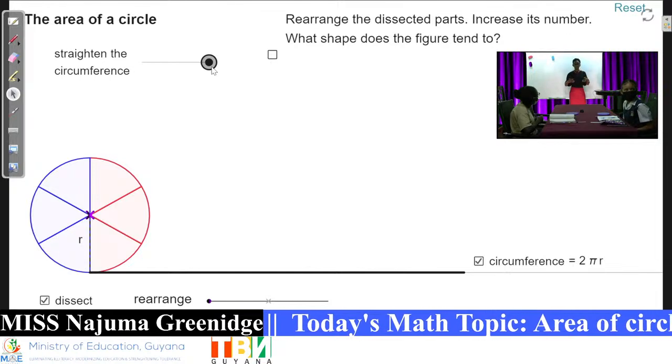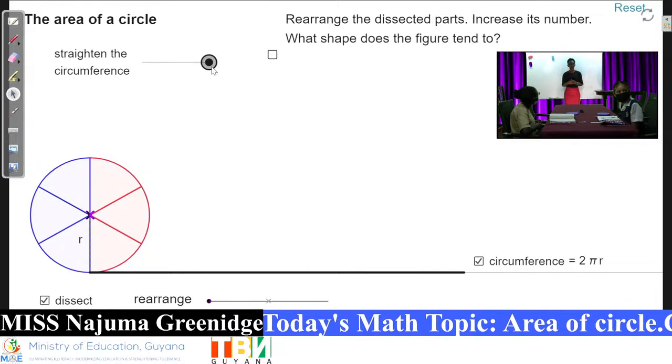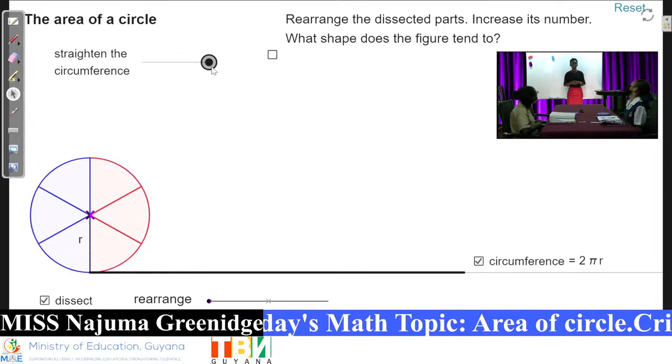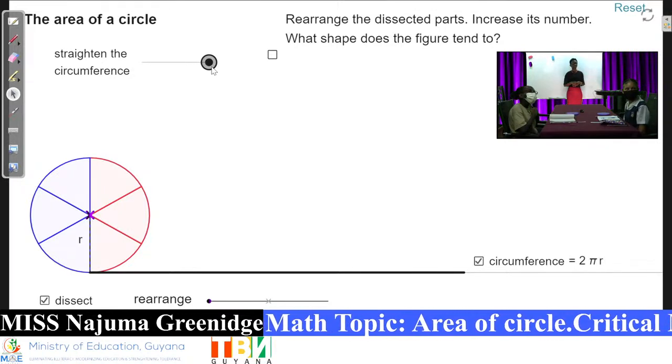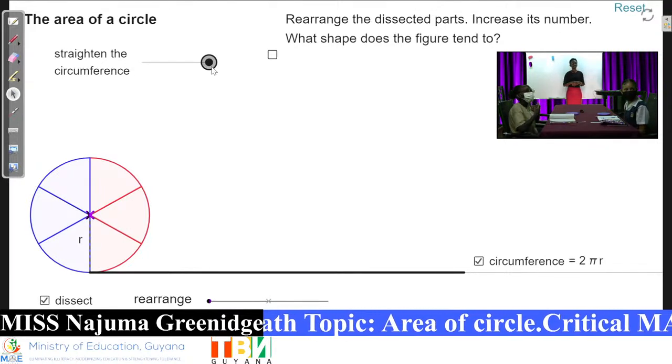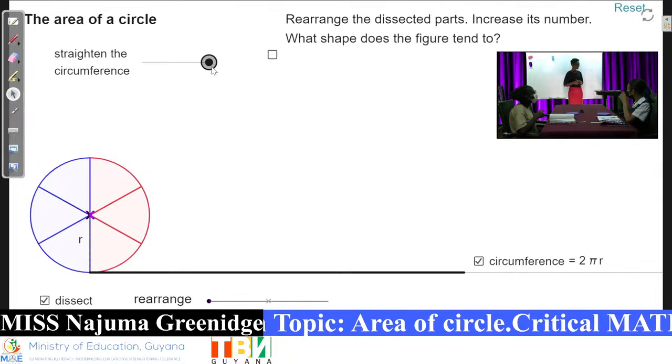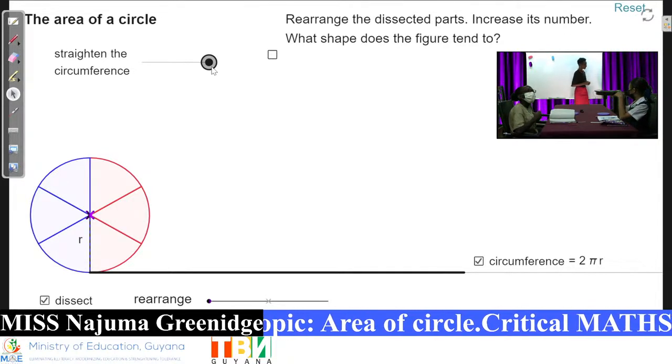Next thing. Now if you notice, our circle is divided into, what do we call those things? Think of a pizza. Sectors. Great. How many sectors do we have there? 6, right? 3 in red and 3 in blue. Right, so 6 sectors.